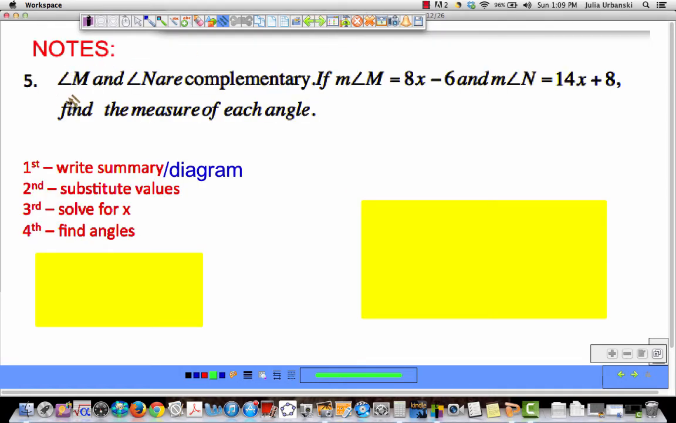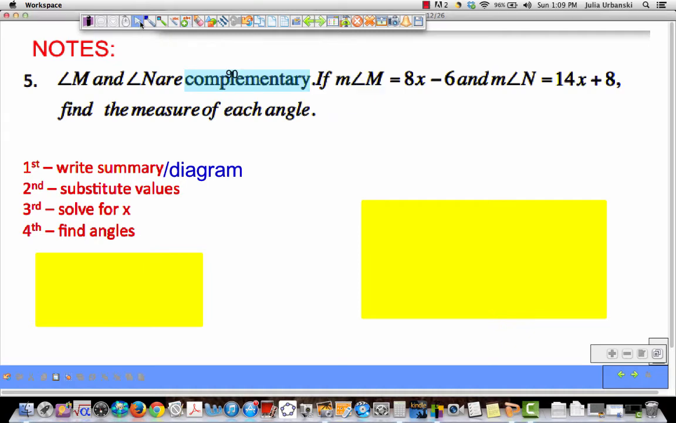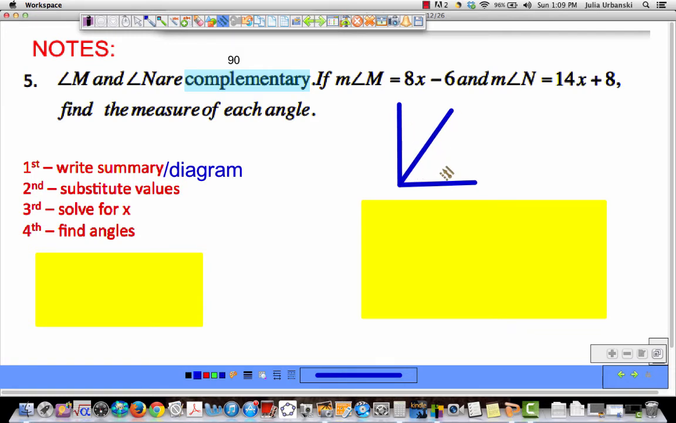Number 5 in your notes. M and N are complementary. Complementary means that we have two angles that add up to 90 degrees. That's the important thing. So before we do anything else, let's draw that diagram. We have to have 90 degrees. So make yourself a right angle. And it has to be two separate angles. So put in a line on the interior so you can break it up into two separate parts. And remember that this adds up to 90 degrees.